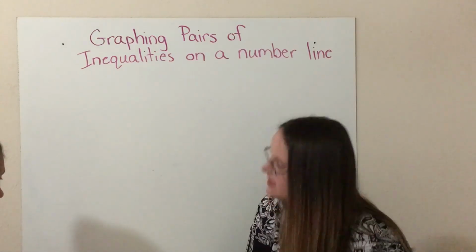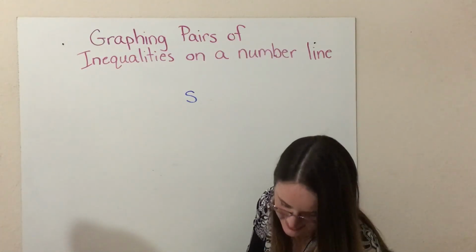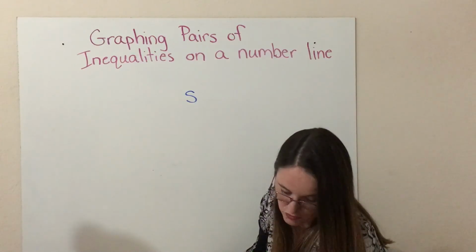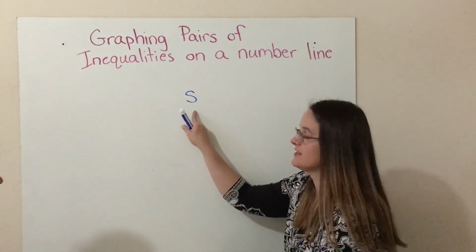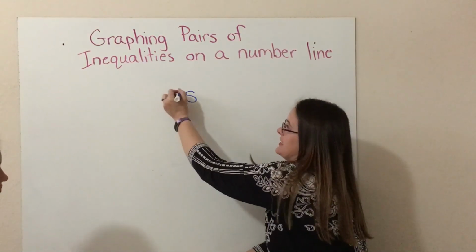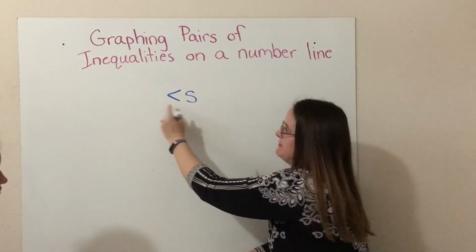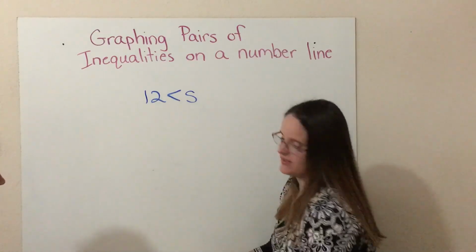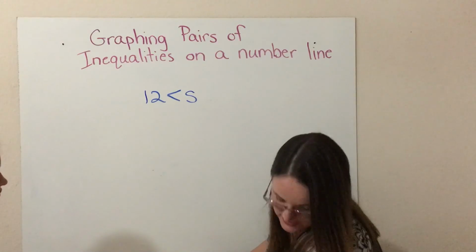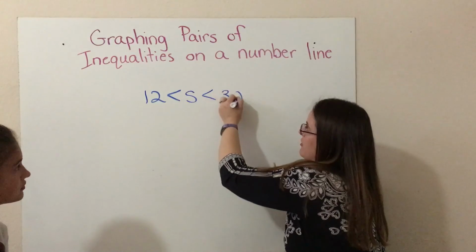So we're going to start with S for students, and it says that the number of students must be greater than 12, because if the number of students is less than 12, they'll cancel the class. So the number of students has to be greater than, that's why I have the alligator facing them, even though the symbol really means less than 12. And they can't hold any more than 30 students. So the number of students has to be less than 30.